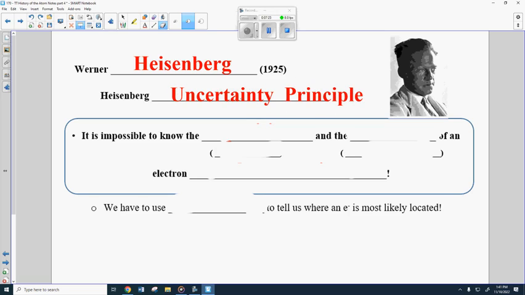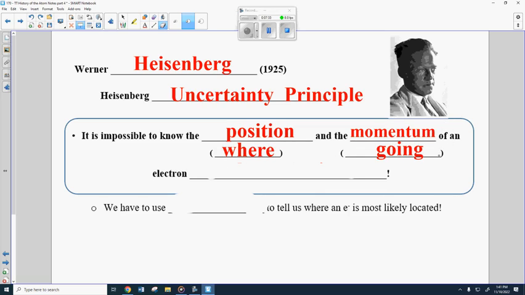So here's what that uncertainty principle tells us. It is impossible to know the position and the momentum of an electron at the same time. The position is the where, and the momentum is really where something is going. At the same time.